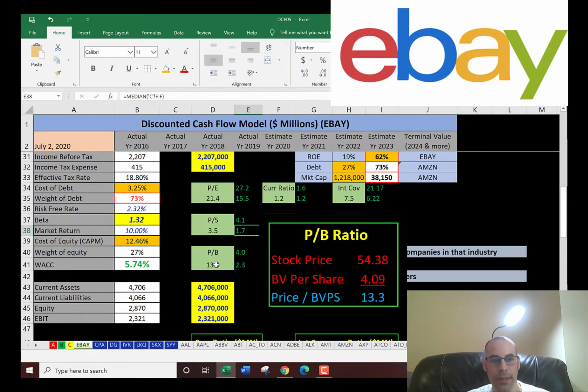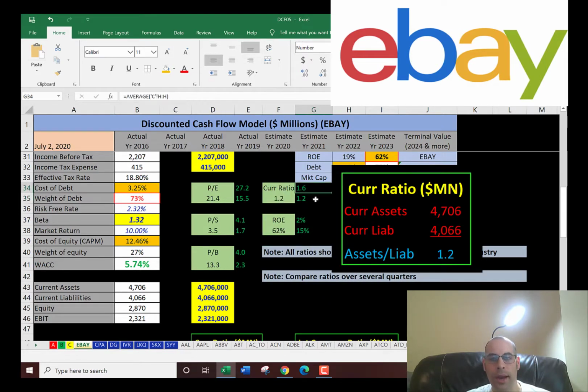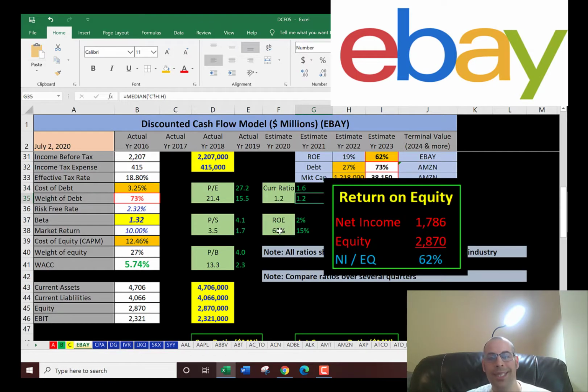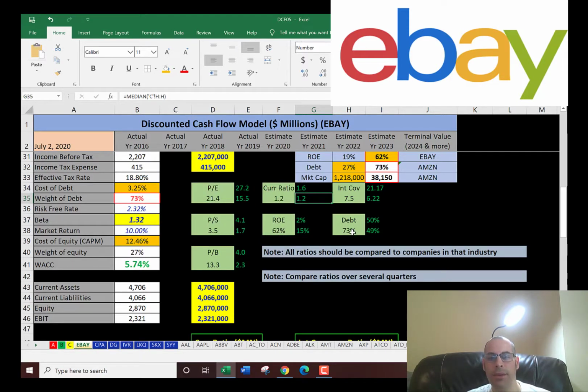They have a high price to book, probably because they have a good amount of debt. And their price to book is 13.3. The average in the market is 4, and the median in the market is 2.3. They have a good current ratio at 1.2. The average in the market is 1.6, and the median is 1.2. Really high ROE, 62%. The median ROE in the market is 15%, so they're well above most companies. They're doing fine in interest coverage. They cover their interest expense 7.5 times. Interest coverage ratio is EBIT over interest expense. And they have 73% debt, which is definitely higher than most companies.